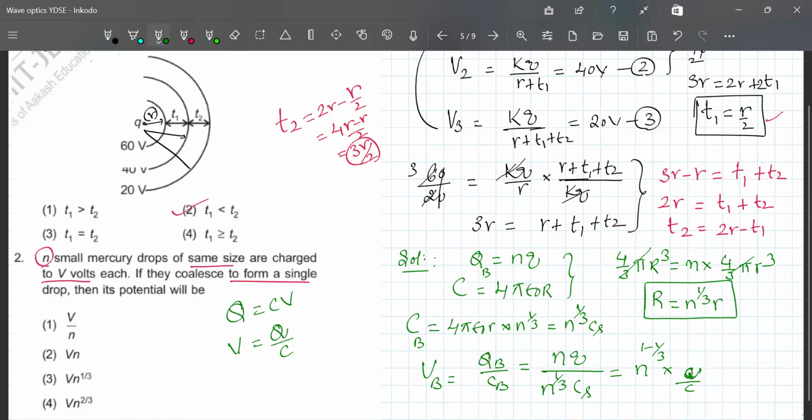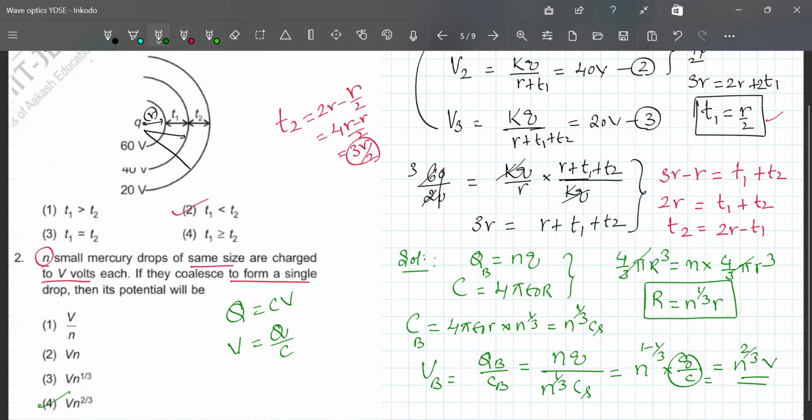If you take small q by C, this is small q by C, so this is nothing but the potential. So the answer is n power 2 by 3 times the potential. So option 4 is the correct answer.